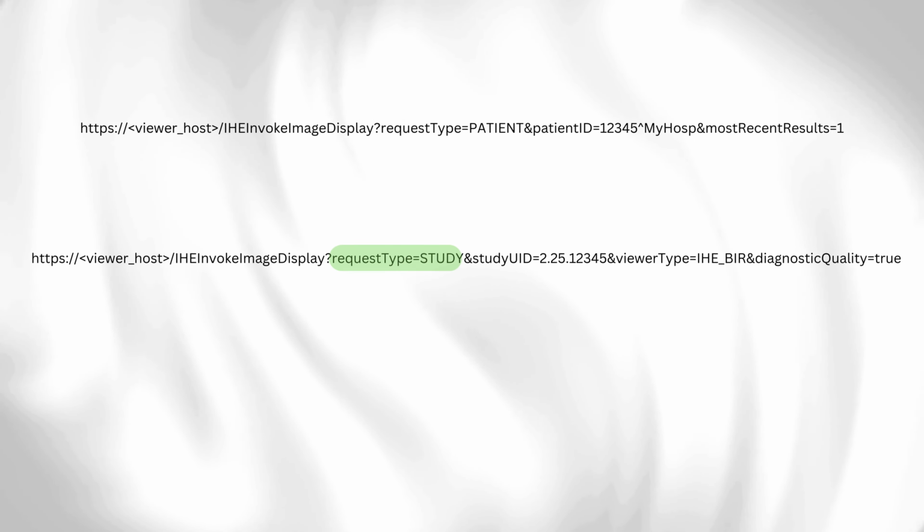With a study level launch, we pass study instance UID 2.25.12345 in this example with a request for diagnostic quality. There are other parameters for this request type too, including specifying the accession number instead of the study instance UID. Learn all about the details about Invoke Image Display along with all the other IHE profiles at ihe.net.